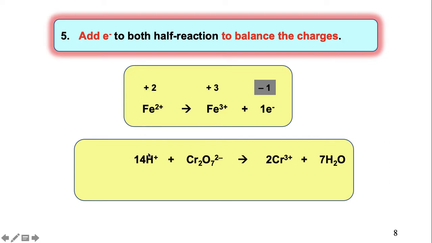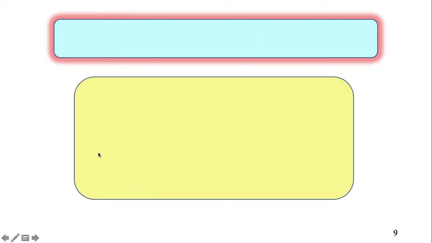Next, for the other half reaction, on the left side you have plus 14 minus 2, which gives positive 12, and on the right side you have positive 6. So you have to make it balanced. You have to add 6 more electrons here to make the left-hand side positive 6.